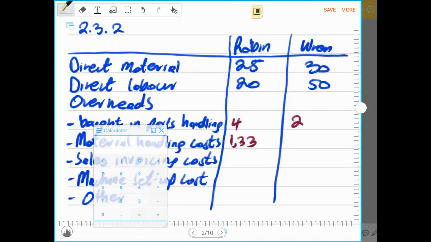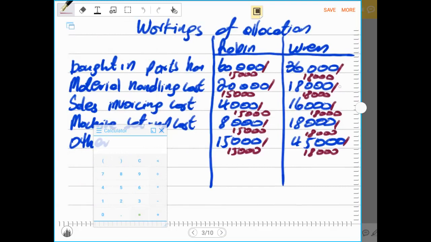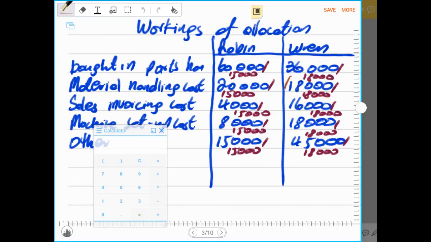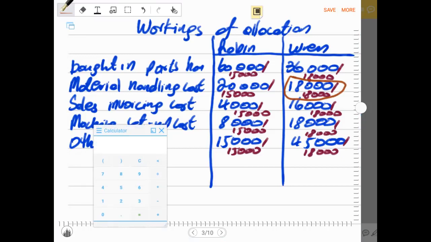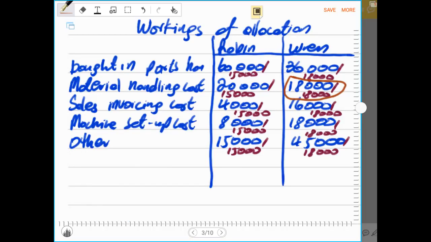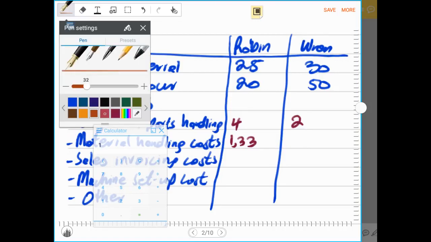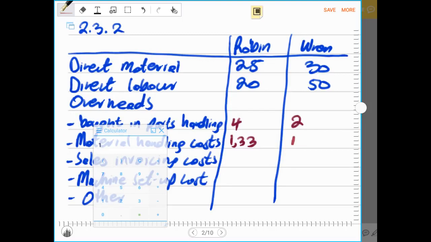Then for the second one we have 18,000 rands divided by 18,000 units. That will give us 1 rand, obviously. Then we record that 1 rand there.